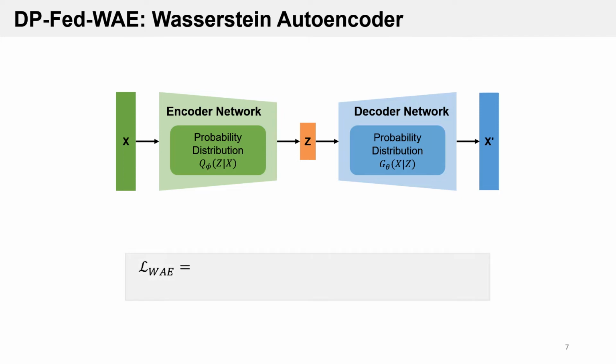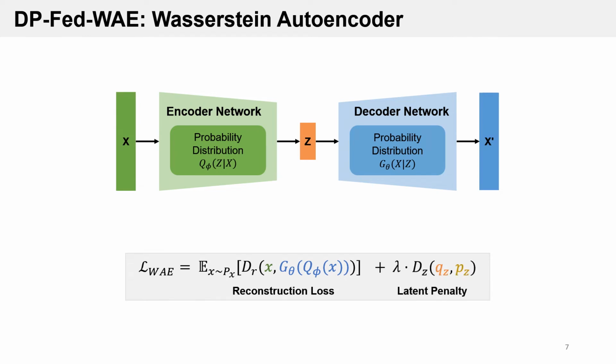The loss function is comprised of two parts: the reconstruction loss, which measures the distance between the input X and output X', and the latent penalty, which quantifies the difference between the latent space distribution QZ and a certain prior distribution PZ. Here, we set PZ to follow the standard Gaussian distribution. The goal of training is to find an optimal set of parameters that minimizes the reconstruction loss while restricting the latent space to follow the prior distribution.